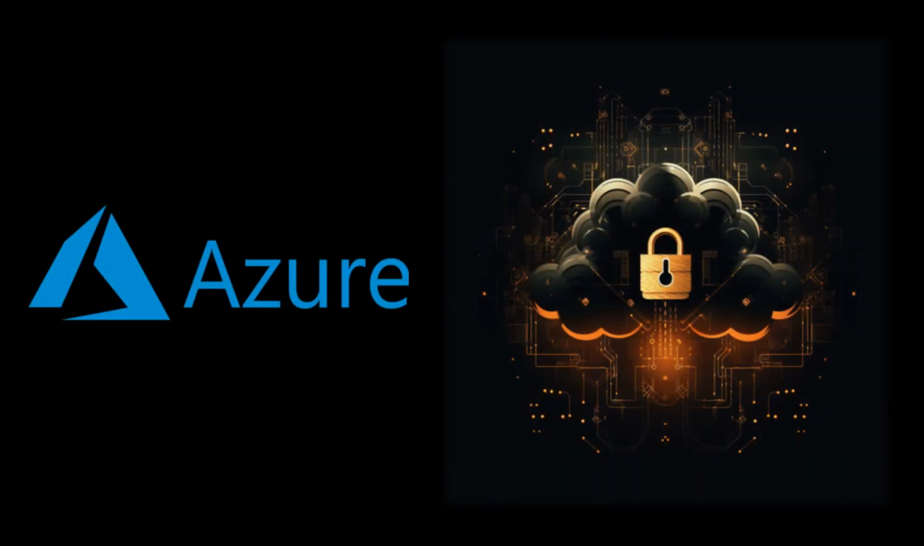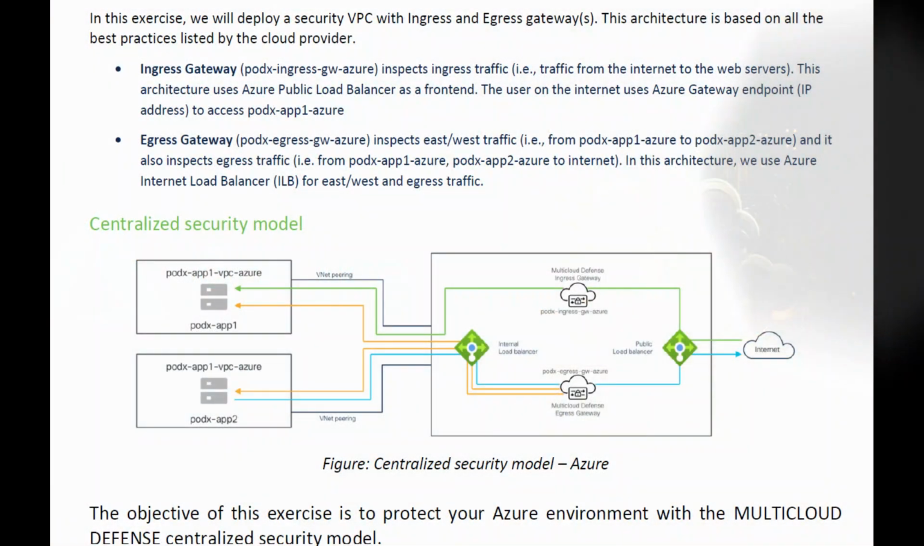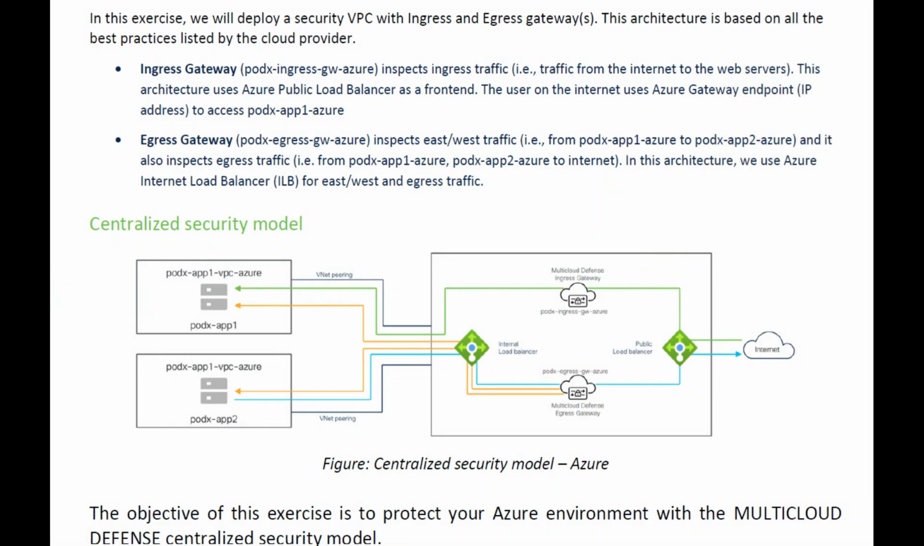Cisco Multicloud Defense, Gateway Deployment and Policy Enforcement with Microsoft Azure. Let's get started. In this exercise, we will deploy a security VPC with ingress and egress gateways. This architecture is based on best practices listed by the cloud provider.